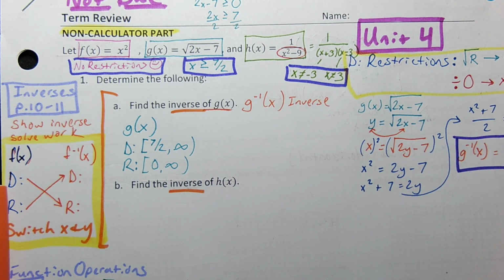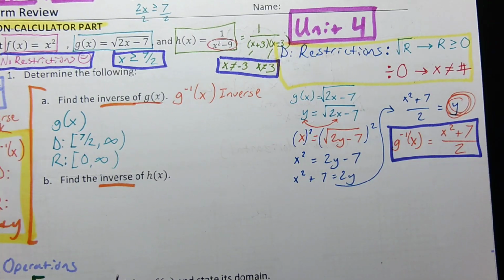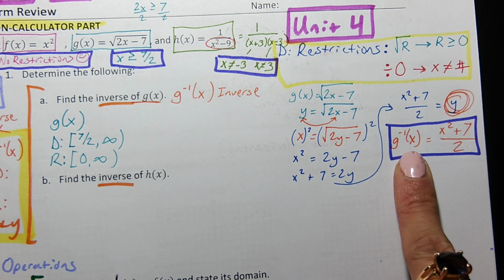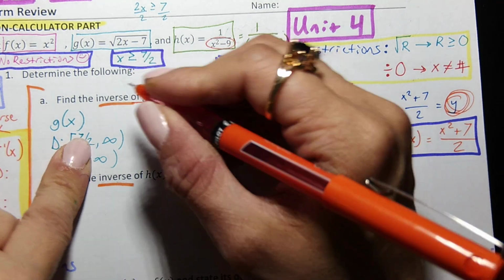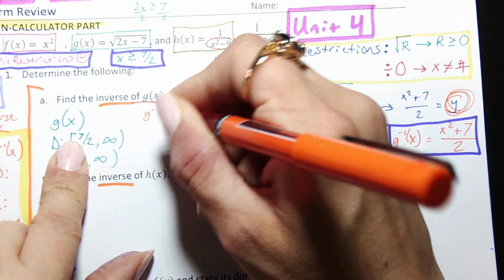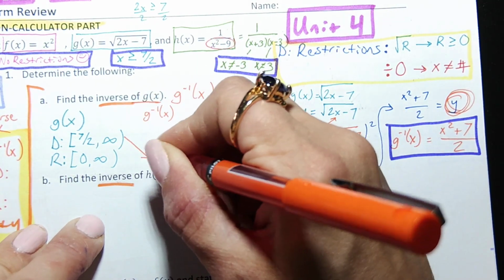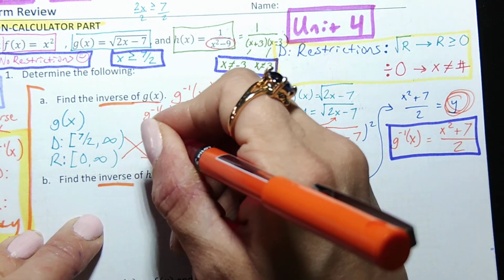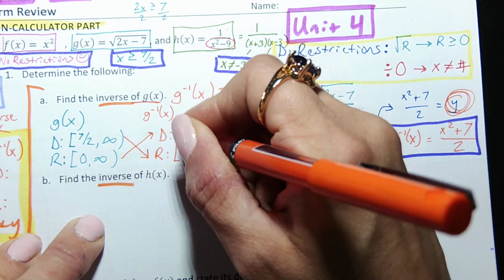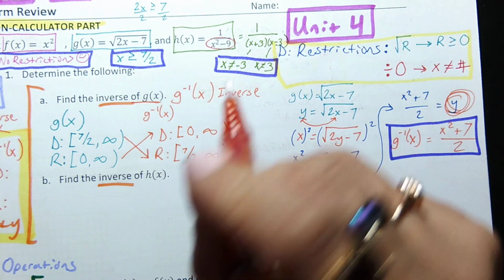Because what would a regular quadratic's domain be? All real numbers. But what is the domain of this quadratic going to be? The range of the original function. So this notation is important because it says this isn't just a quadratic, it's the inverse of this one. So that means the range will be [7/2, infinity), and the domain will be [0, infinity).